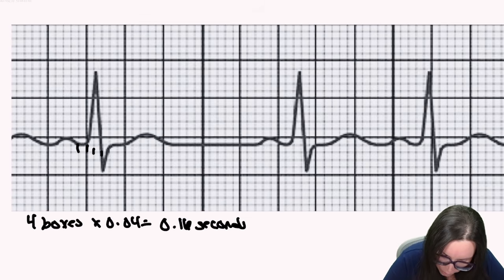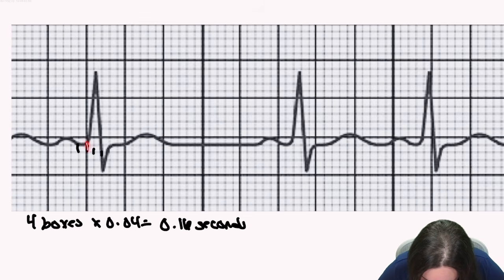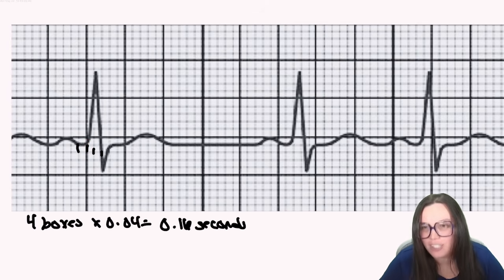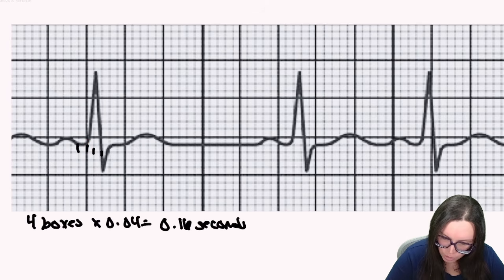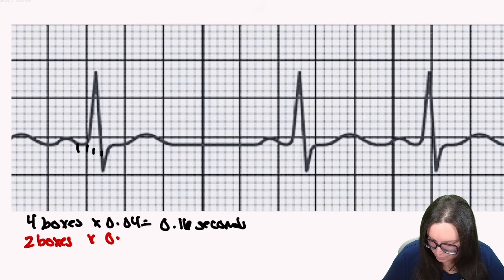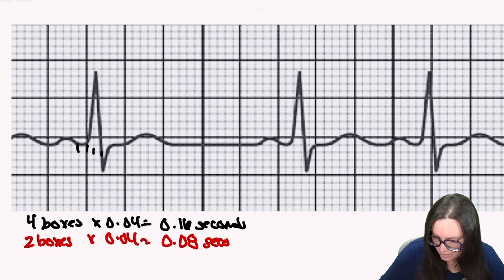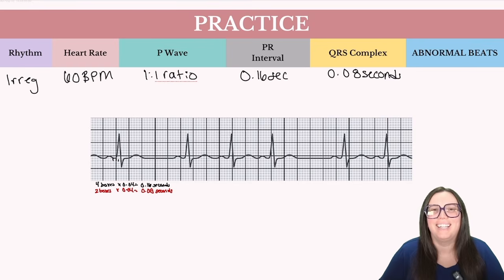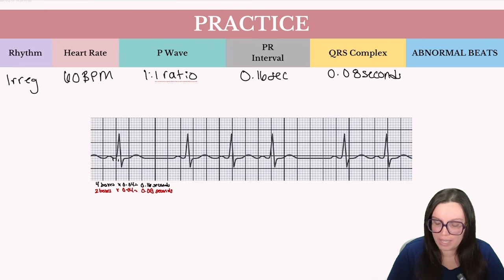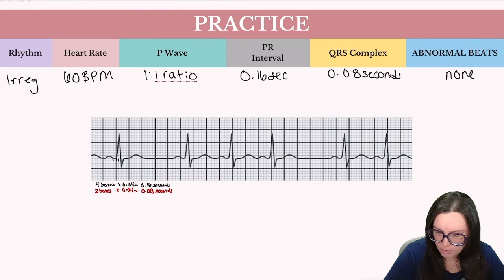And now we want to look at our QRS complex. So we've got about 1, 2, approximately 2 boxes for this one. So 2 boxes times 0.04 is going to give us 0.08 seconds for our QRS complex. And then lastly, do we have any abnormal beats? Nope, absolutely not. Everything looks normal.